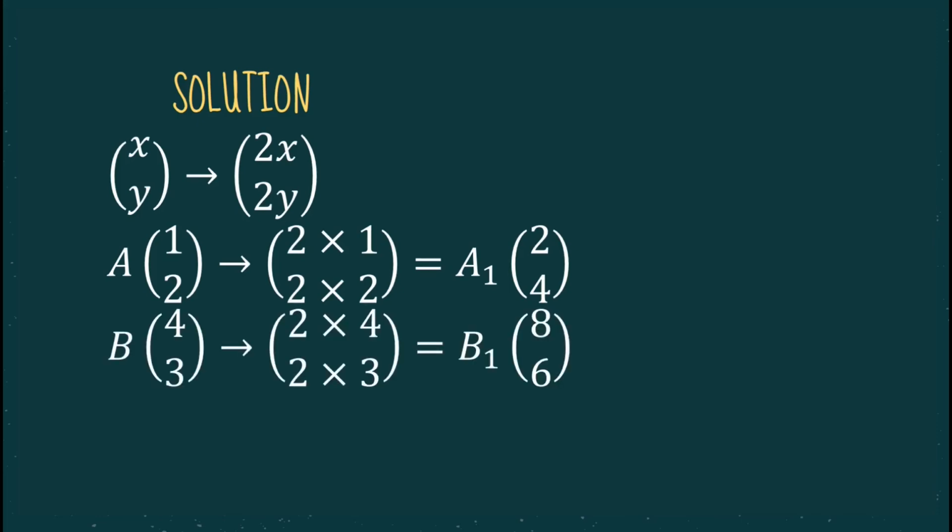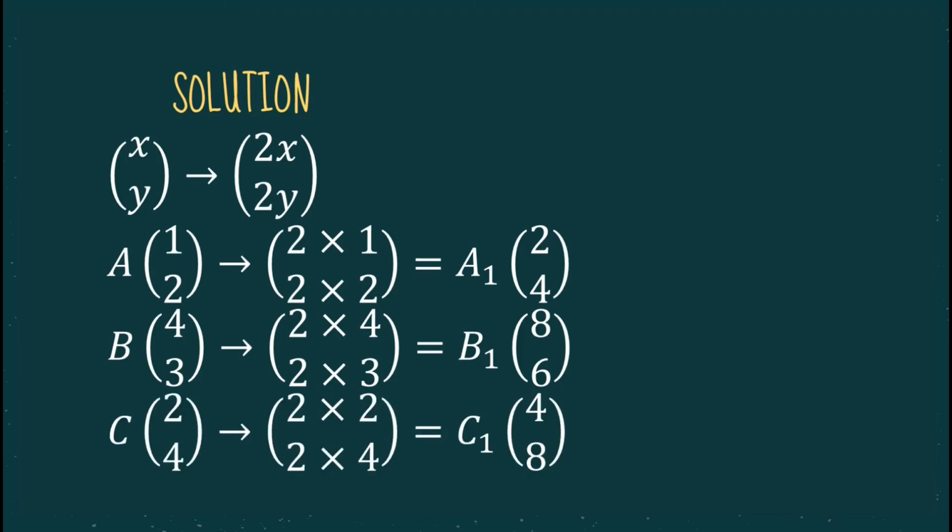The second object point given is B(4, 3). In the same way, we are going to multiply the object point by our scale factor 2, and that will produce 2 times 4 and 2 times 3, giving the image point B1(8, 6). The final object point is C(2, 4). In the same way, we multiply through using our scale factor 2, and that produces 2 times 2 and 2 times 4, which finally gives the image point C1(4, 8).